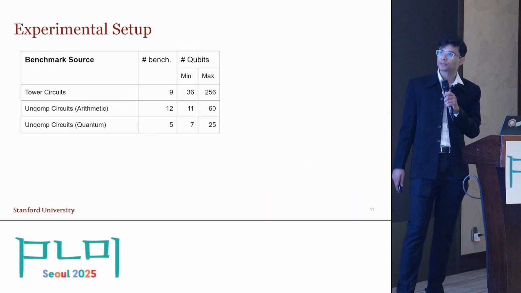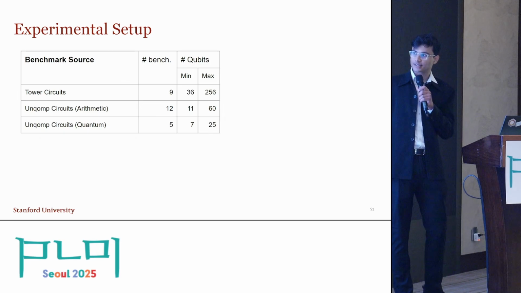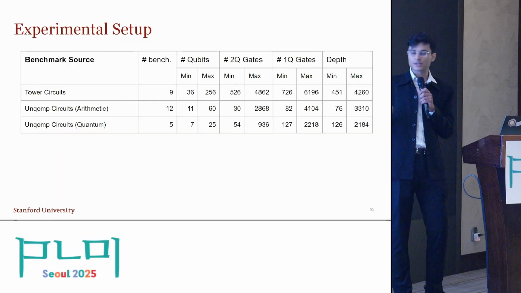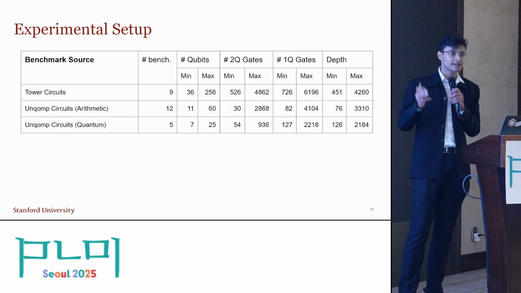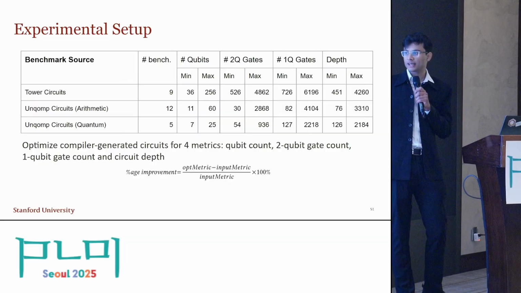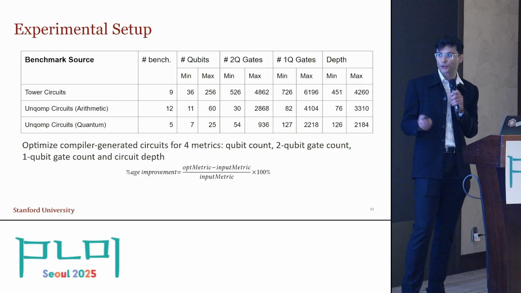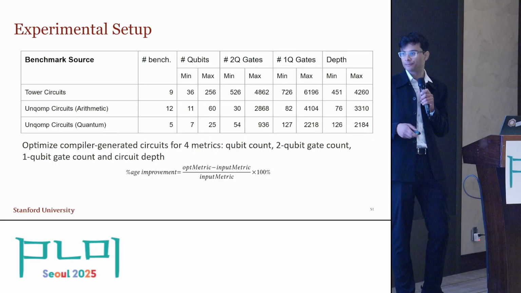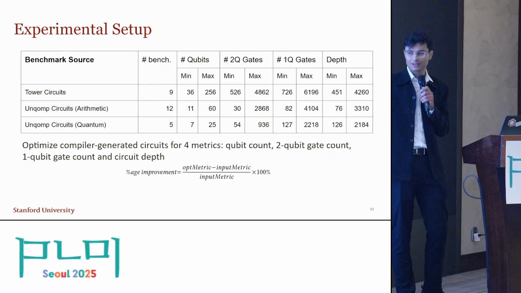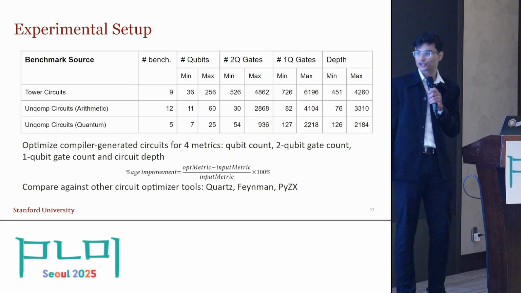So we evaluated Spire on these Tower and Unqomp generated circuits, ranging from a few qubits to hundreds of qubits, and circuits which span from tens of gates to thousands of gates, and in some of our ablation studies, tens of thousands of gates as well. We optimize these circuits across these 4 metrics, qubit count, 2-qubit gate count, etc. And we report our numbers in the next slide in this percentage improvement formula. Don't need to get into the details, it's just the percentage improvement relative to the original implementation.